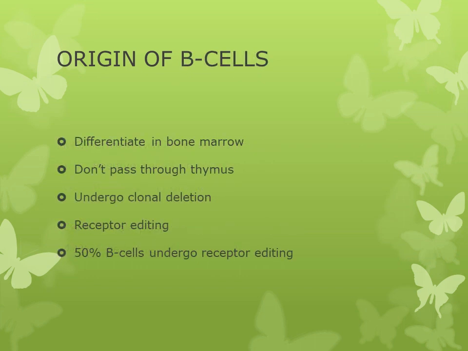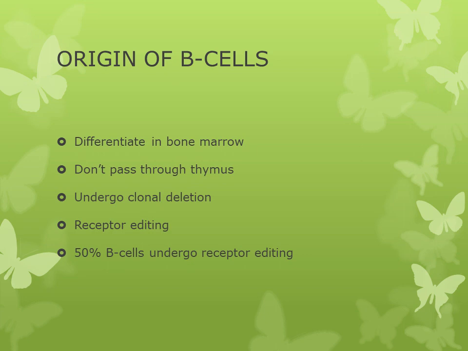When we talk about the origin of the B cells, they originate in the bone marrow and mature in the bone marrow. They do not pass through the thymus for their maturation. As already pointed out in the slide, they differentiate in the bone marrow but do not pass through the thymus. They also undergo the process of clonal deletion and negative selection. But there is a very important process that is specific for B cells, that is receptor editing.